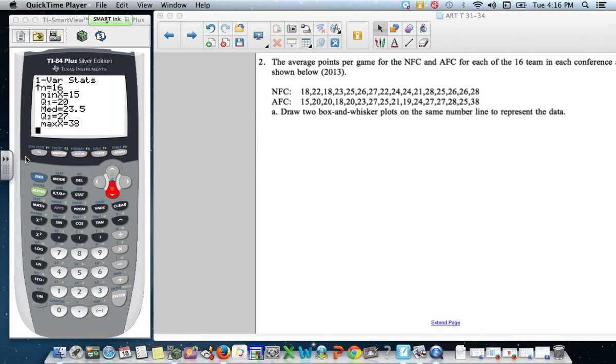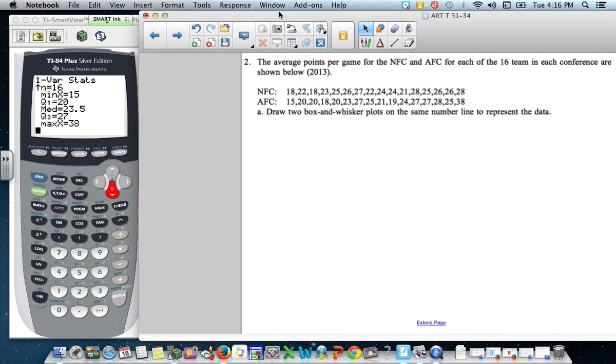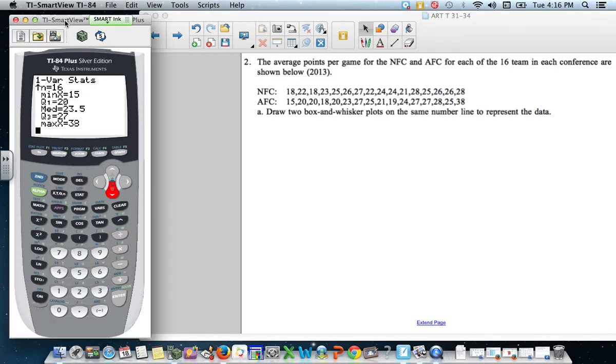How we can do number 2 on the assessment readiness test. So we have 2 sets of data here. The first question involves drawing a box and whisker plot on the same number line. To do that, you're going to first go to your graphing calculator. You're going to go to Stat Edit, and you're going to put both sets of data in. I have the NFC's data in list 1, the AFC's in list 2.